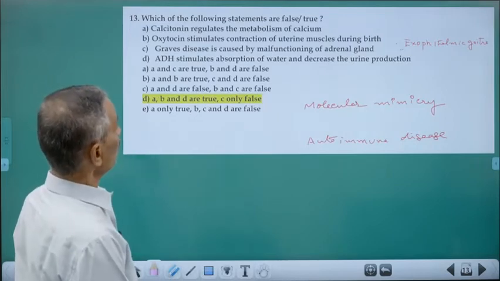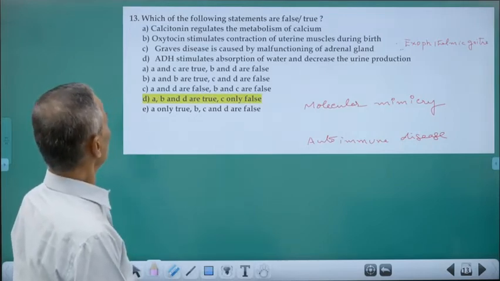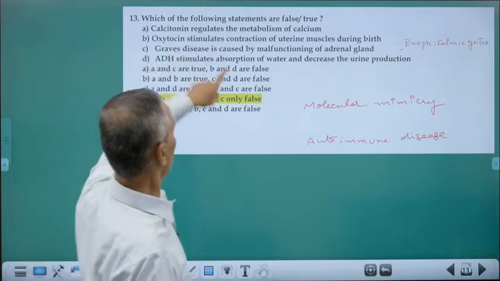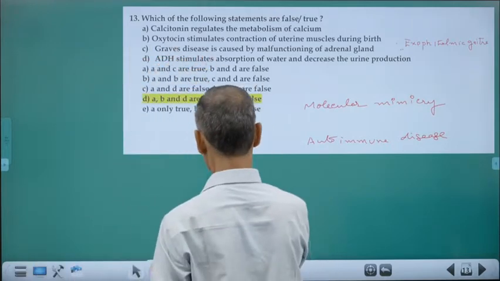Which of the following statements are false or true? Calcitonin regulates the metabolism of calcium. Correct. That's a correct statement.